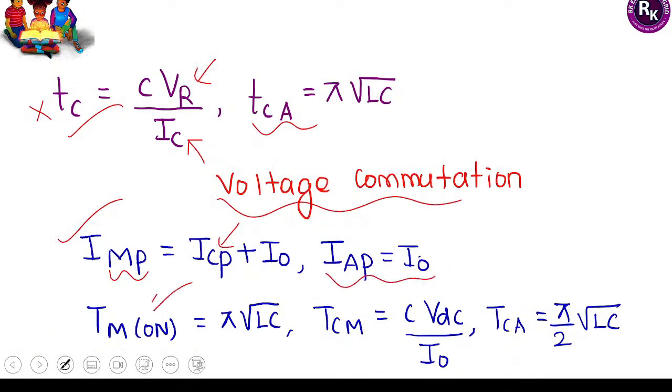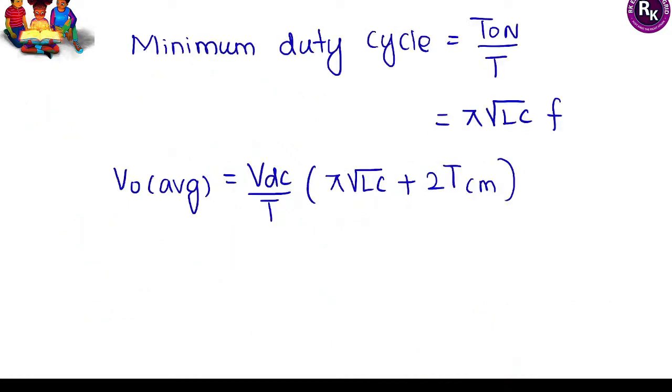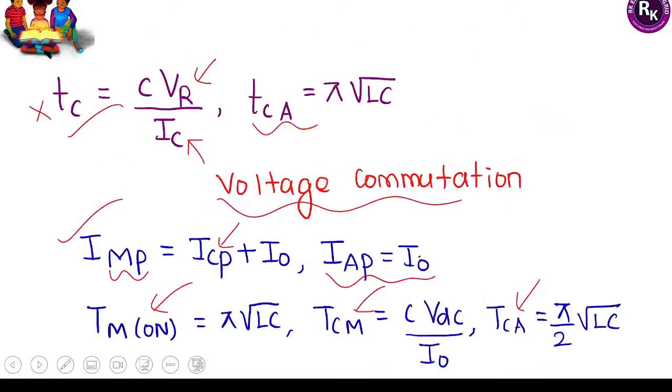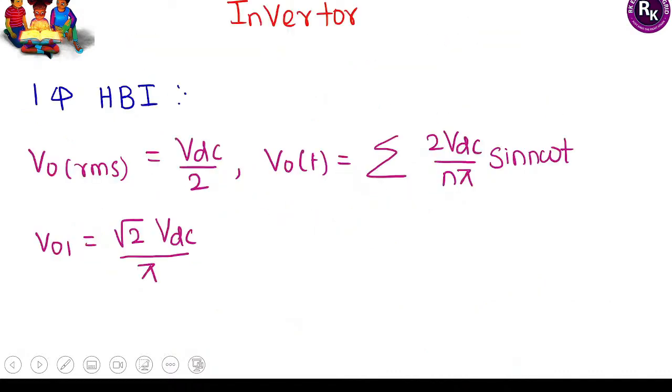And this is the main thyristor on time formula. This is the circuit turn off time of the main thyristor. This is the circuit turn off time of the auxiliary thyristor. Next, the most important formula is the formula for minimum duty cycle, which is repeatedly asked in questions, and the V naught average formula. These two are very important when we are talking about voltage commutation. Understood? Just remember them.